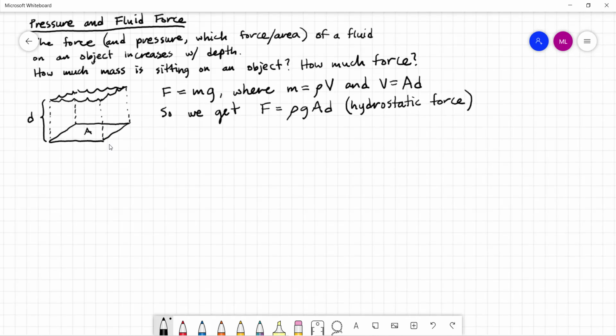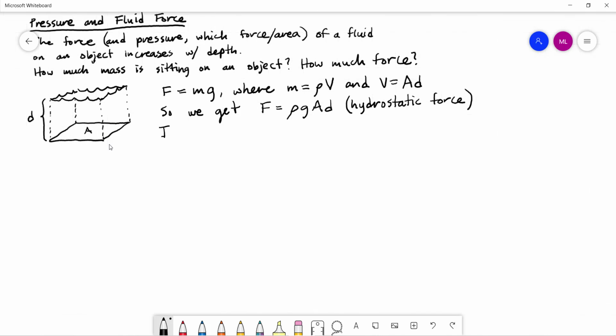The pressure, so if we want to talk about pressure instead, we need to recall that up here I said that pressure is defined as force per area. So we need to take this force and divide out an area, which luckily shows up right here as an A. So we need to divide out the area.